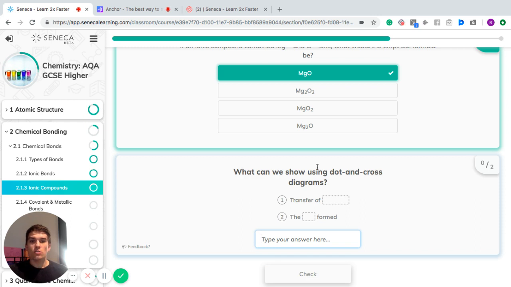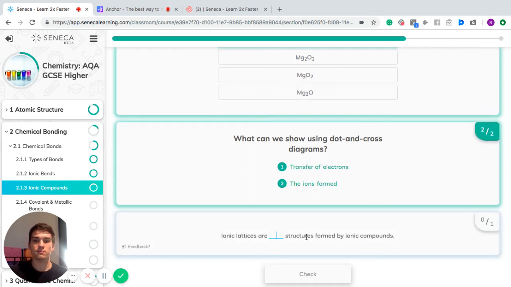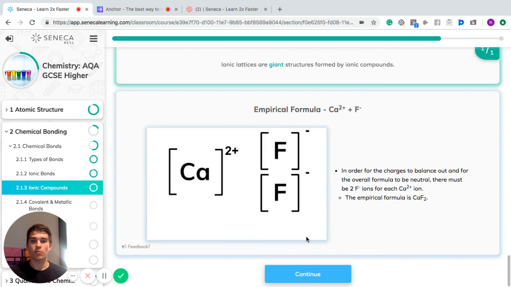What can we show using dot and cross diagrams? So the first thing we can show is the transfer of electrons, and we can also show the ions that are formed. And ionic lattices are giant structures formed by ionic compounds. Now remember, in order for charges to balance, they must overall be neutral. So take the calcium fluoride example again. Calcium is 2+, fluoride ions are minus, so you need 2 fluoride ions for every calcium to balance it out. So we can say the empirical formula is CaF2.